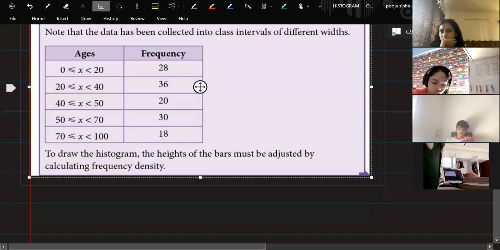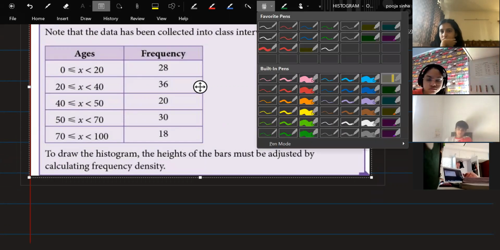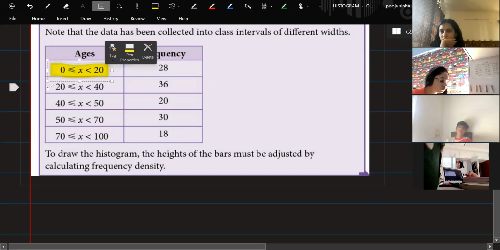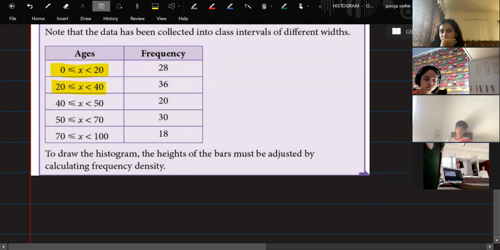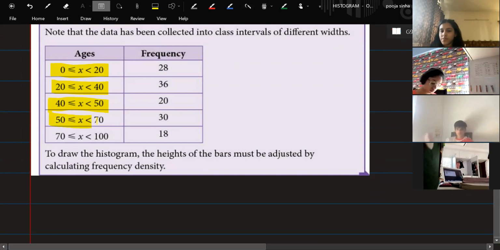What did I do? I'll start looking at all the data that is provided to me. Okay. Then what do I see? This width is 20. Here also, 20 to 40 is also 20. 20 to 50 is not 20. The width is how much? The width is only 10. 50 to 70.